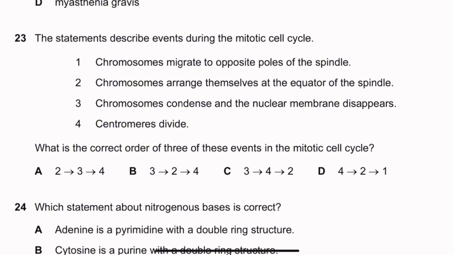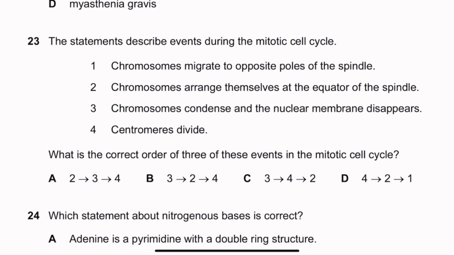23. The statements describe events during the mitotic cell cycle. What is the correct order of the 3 events in the mitotic cell cycle? So you have 1, chromosomes migrate to opposite poles of the spindle. 2, chromosomes arrange themselves at the equator of the spindle. 3, chromosomes condense and the nuclear membrane disappears. 4, centromeres divide. Okay, so the first thing that happens, so this will be part of anaphase. Anaphase is the 3rd step. And chromosomes condense and nuclear membrane disappears, that's part of prophase, which is the 1st step.